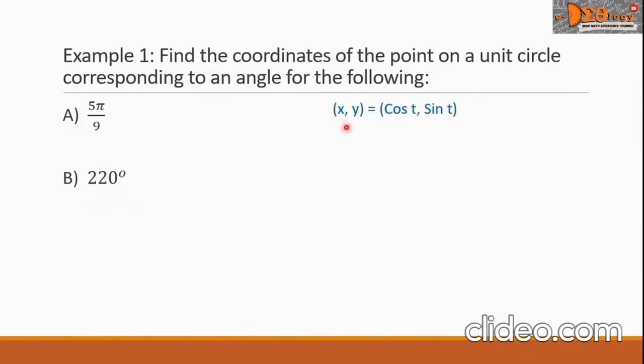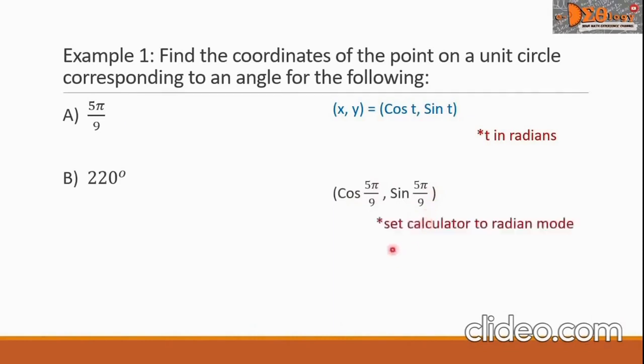We know that ordered pairs are x, y, and this is equal to cosine t that corresponds to x and sine t that corresponds to y. Take note that t should be in radians. So example A here is already in radian, so we can simply substitute the values. So we have now the cosine t becomes cosine of 5 pi over 9, comma, the sine t becomes sine 5 pi over 9.